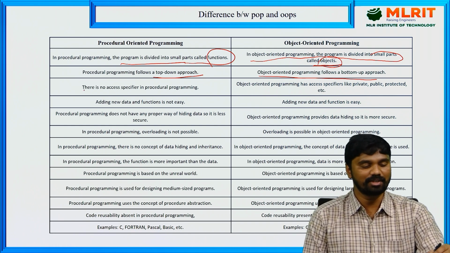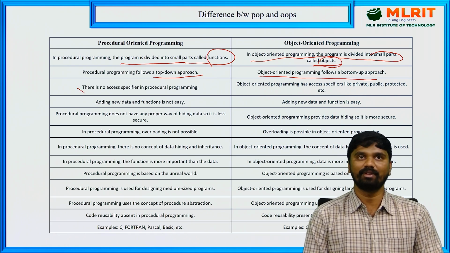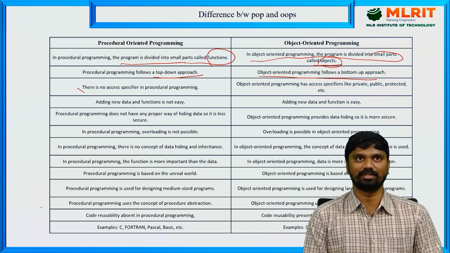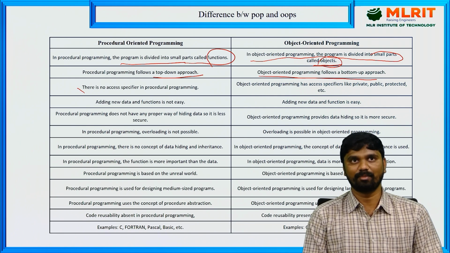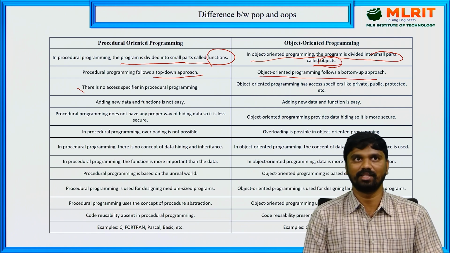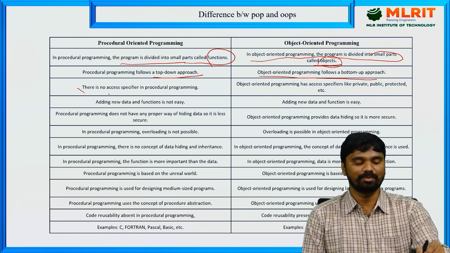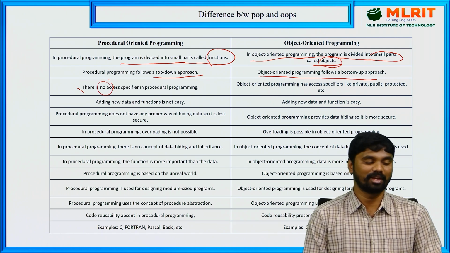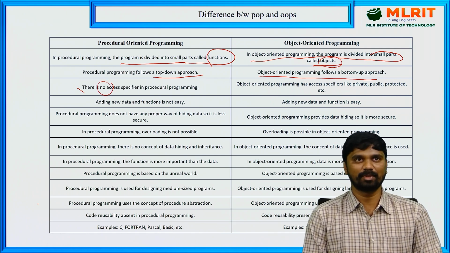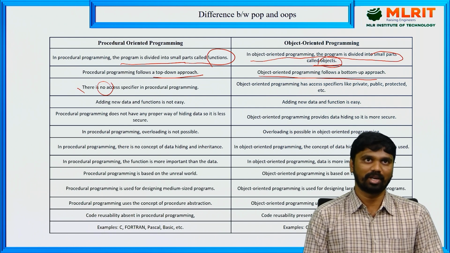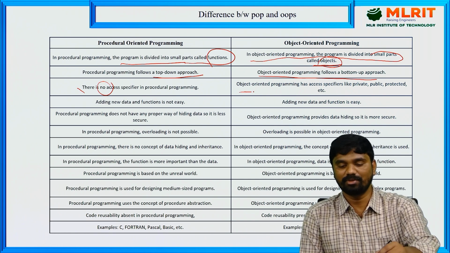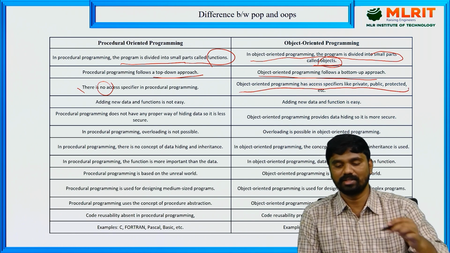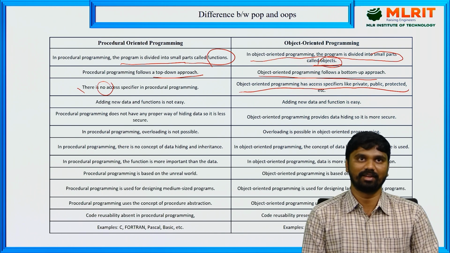Next, in procedure oriented programming language we don't have any access specifiers. Access specifiers is what? That represents the level of access permissions to the variables or to the methods or to the functions or anything. That concept is not available in procedure oriented programming language. Here the access specifiers we can say are public, private, protected and default. That concept is available in object oriented programming language through public, private, protected and default access specifiers.